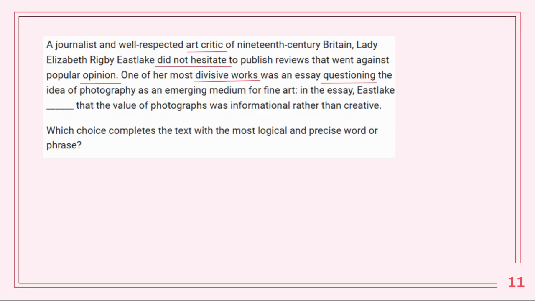And it was an essay questioning the idea of photography. So she's not necessarily demeaning photography. She's just questioning the idea of photography as counting as fine art. She's arguing that photographs aren't really art, they're more informational. So to give a main idea to this, she proudly voiced her opinion that photos aren't really art. That's the main idea I got from this.